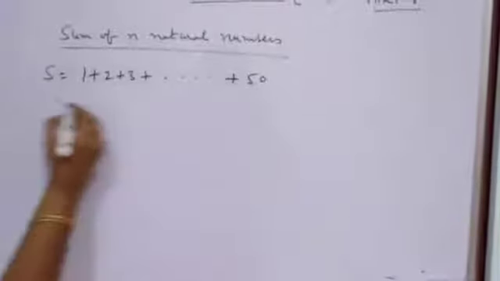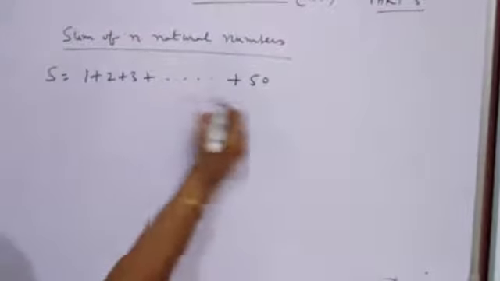Suppose I want to find the sum of the first 50 natural numbers: 1 plus 2 plus 3 plus 4 plus 5 up to plus 50. If you do the addition 1 plus 2, 3, 3 plus 3, 6, it will take a lot of time. So we will discuss a simple way.